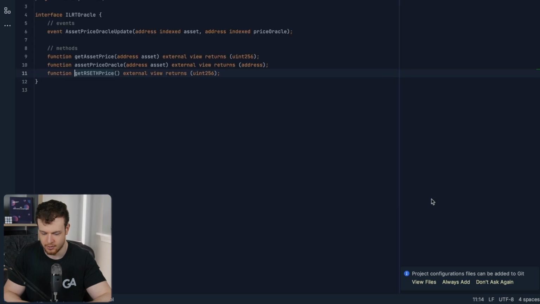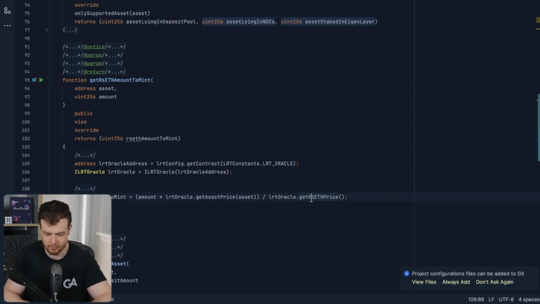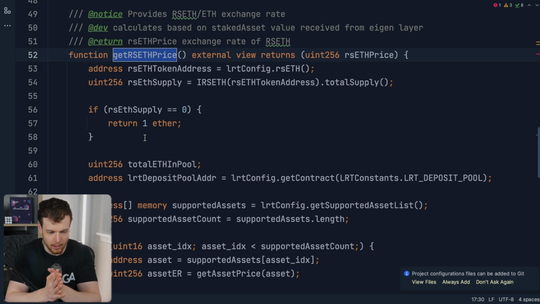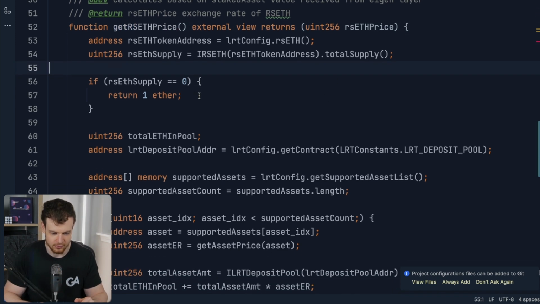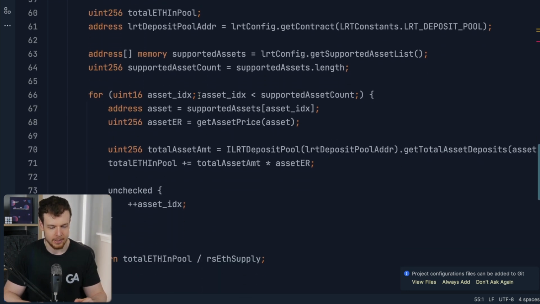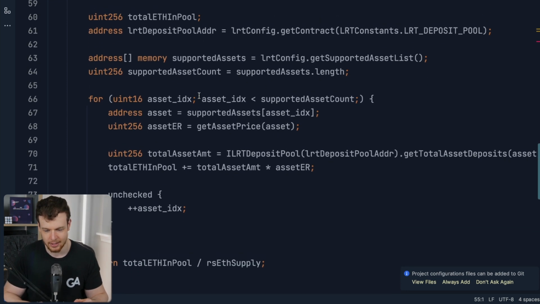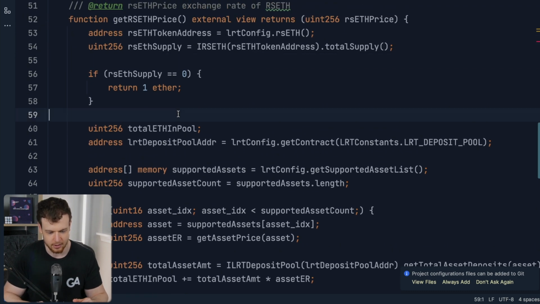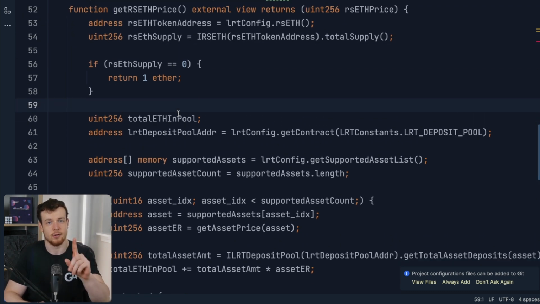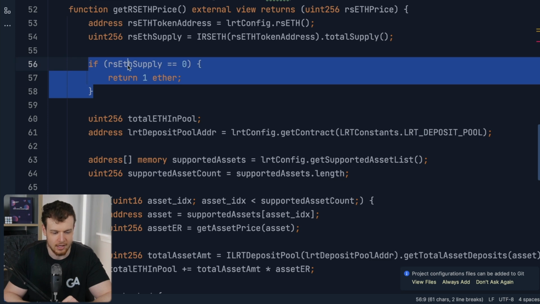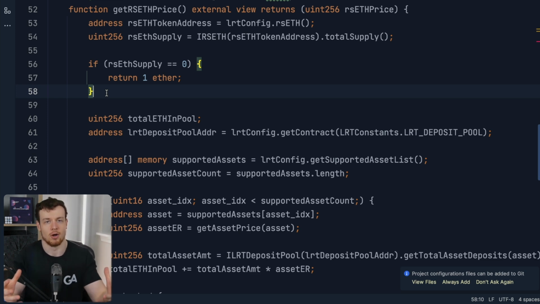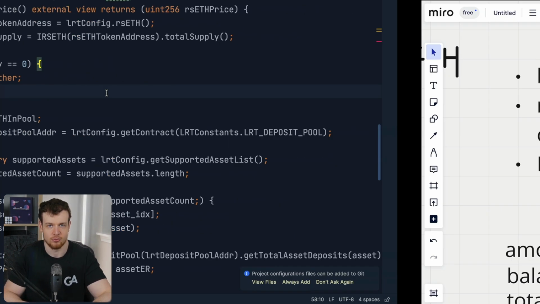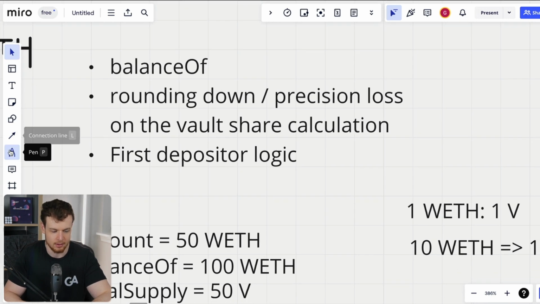So let's go to this get RS ETH function. Okay, so we're in their LRT Oracle contract and we found the get RS ETH price function, and there's a little bit going on here. It's not nearly as straightforward as we saw in our first example, but we can see the first of these things is if the RS ETH supply is 0, then we return 1 Ether. What is that saying? Well, that is a 1-to-1 exchange rate. So we have our first thing checked off here.